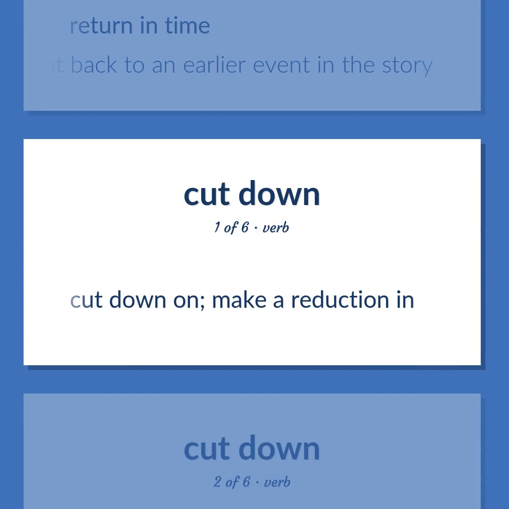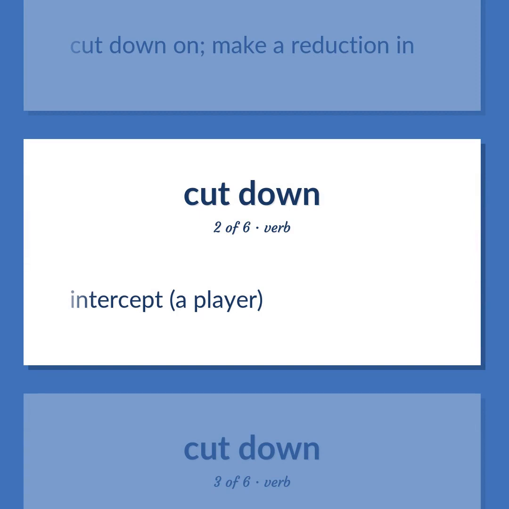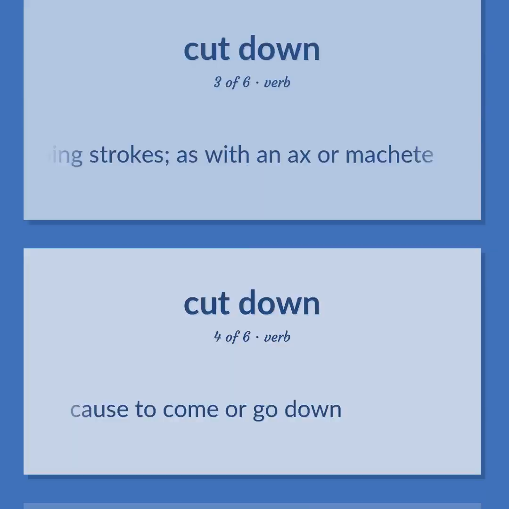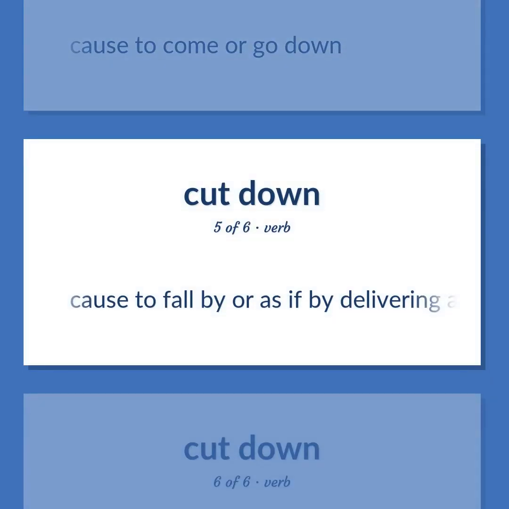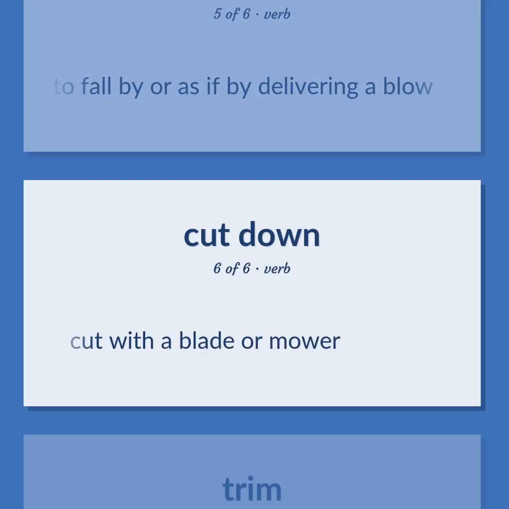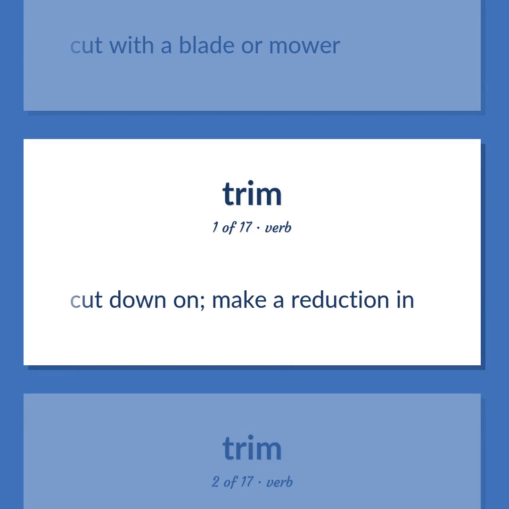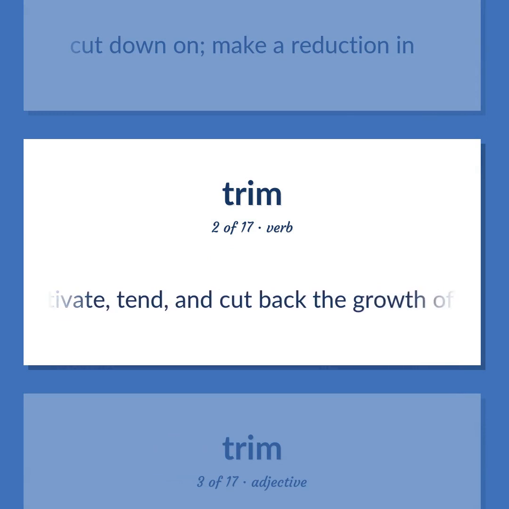Cut down on. Make a reduction in. Intercept, a player. Cut with sweeping strokes, as with an axe or machete. To come or go down. To fall by or as if by delivering a blow. Cut with a blade or mower. Cut down on. Make a reduction in. Cultivate, tend, and cut back the growth of.